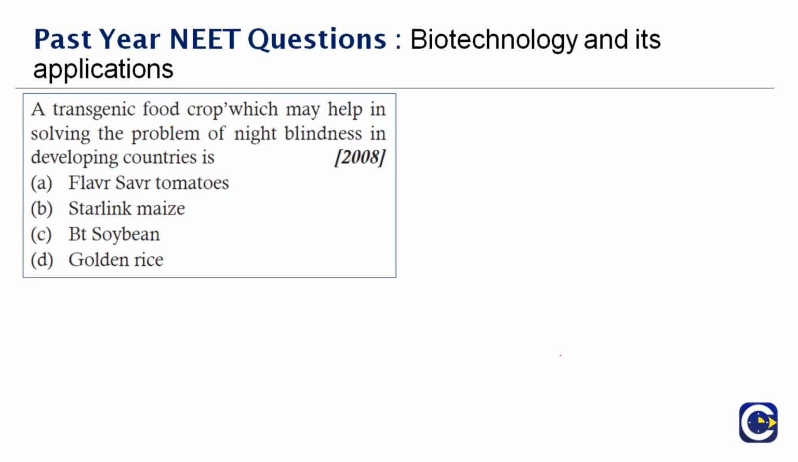Next question here. A transgenic food crop which may help in solving the problem of night blindness in developing countries is dash. So very easy question. We already discussed it even in the earlier chapter of biotechnology and its process. So you should know what the answer is. See, night blindness is associated with the deficiency of vitamin A, right? Carotene is responsible for the eyesight, and you have many benefits, but let's not talk about it. What I am saying here is the transgenic crop which helps in solving the problem is vitamin A.